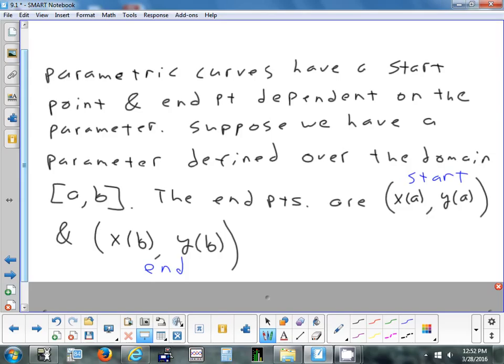Okay, so this is the first thing we're going to try to do. I'm going to give you a set of parametric equations. I'm going to give you an interval. And we're going to find where it starts, where it stops. And then we'll sketch it on the calculator. Okay, so we'll practice that a little bit. And I'll explain some things to be careful with on the calculator.